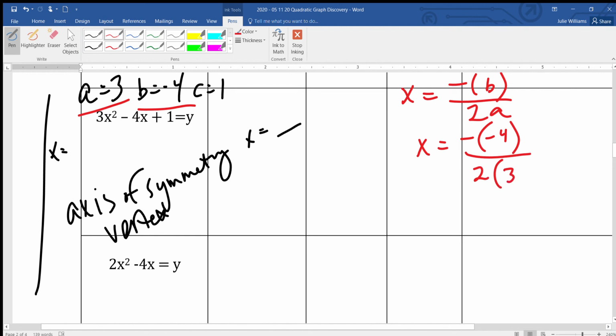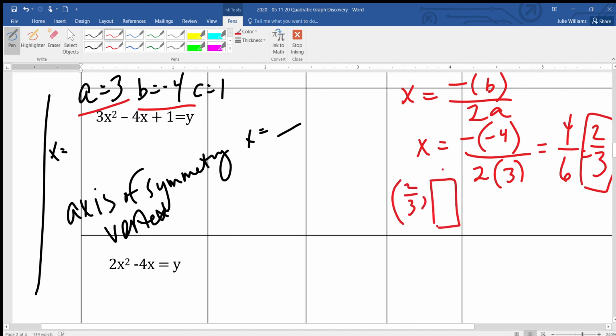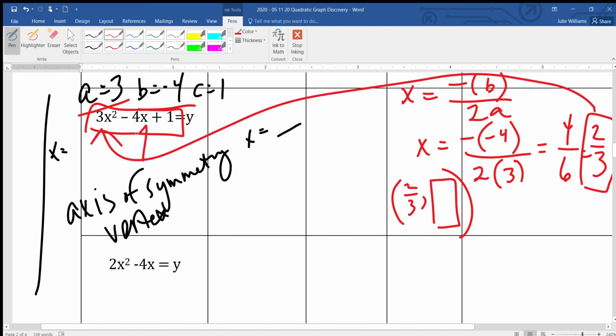This one isn't the prettiest in the world. So it'll be 4/6, which simplifies to 2/3. So my vertex would have an x coordinate of 2/3. So 2/3, comma, now I'm looking for that y value. I'm going to have Desmos help me with that, but again, all I do is plug that x value in for those x values and solve for y.